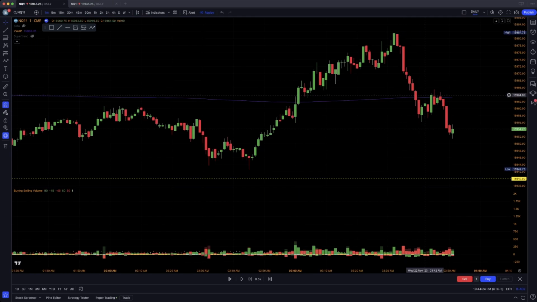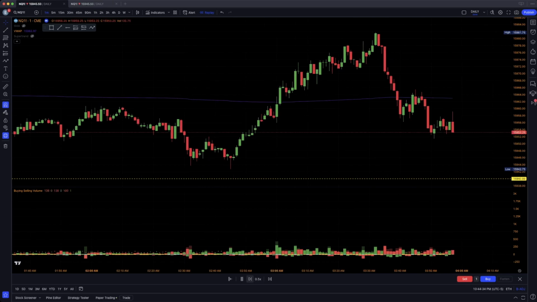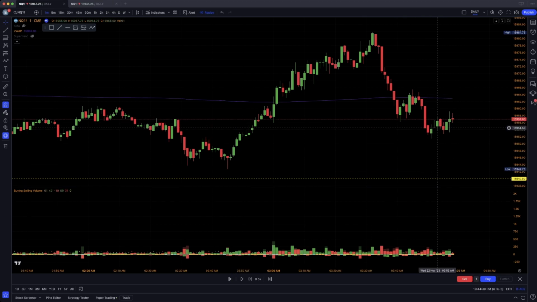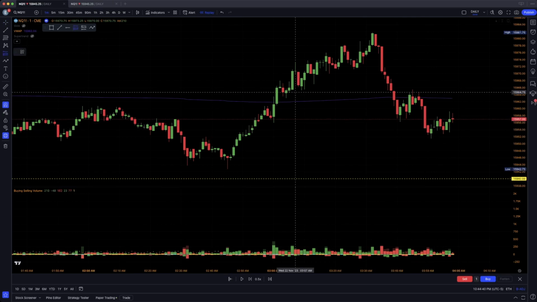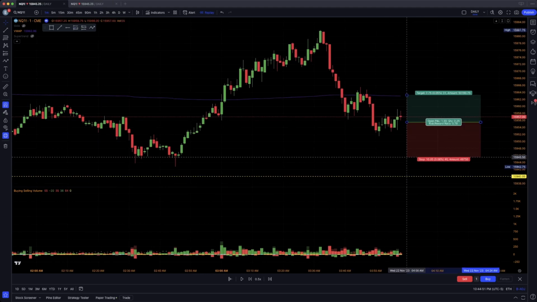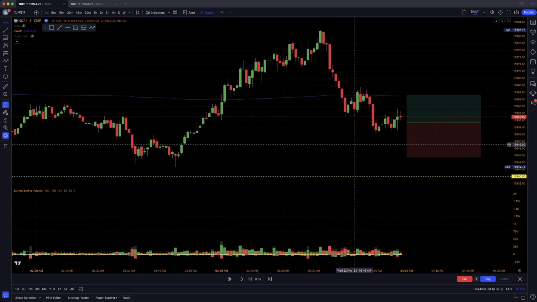Had a small sell-off, found some buyers, a small sell-off again. Now it looks like we're wedging here. Higher highs, higher lows. So I would look to enter somewhere in this area right here. My stop loss would be somewhere in there.